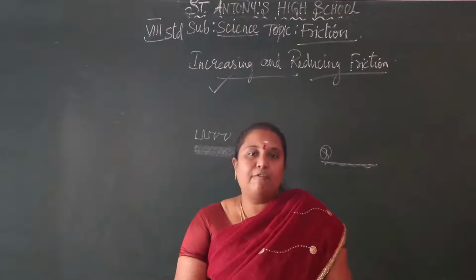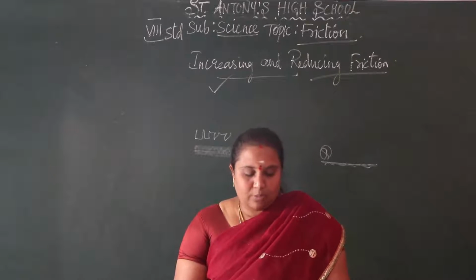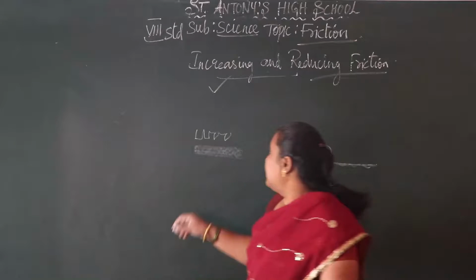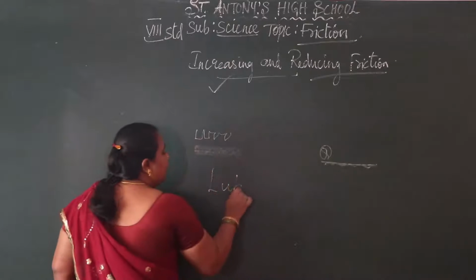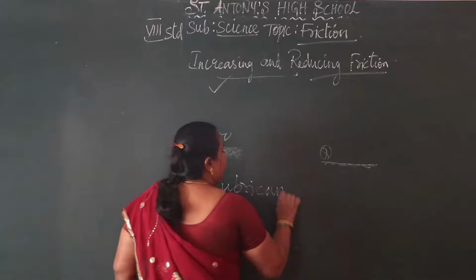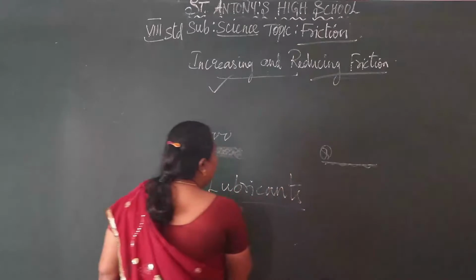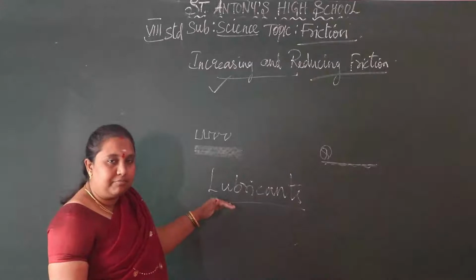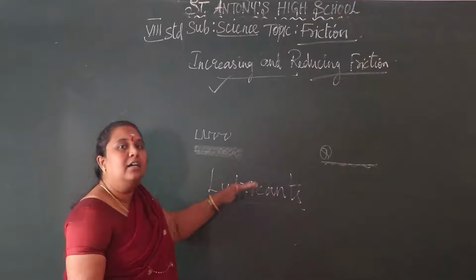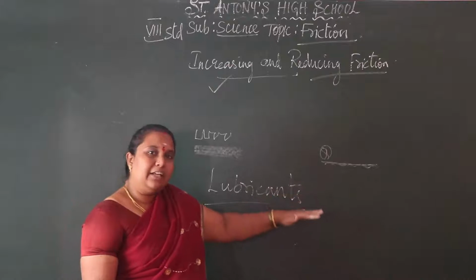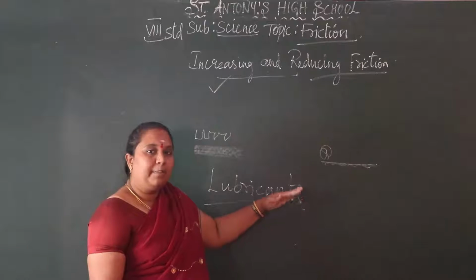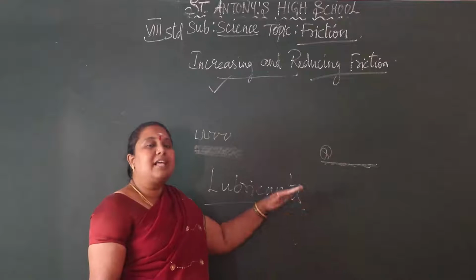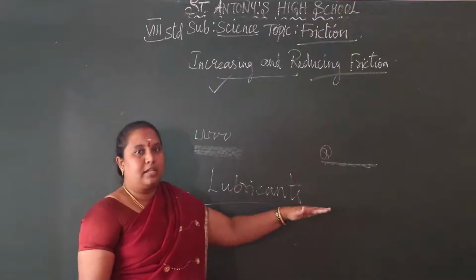So these substances, which reduce the amount of friction between different objects, are called lubricants. So what is the word lubricants? Lubricants make smooth surfaces out of irregular surfaces. We apply lubricants on irregular surfaces so that they change into a smooth surface.